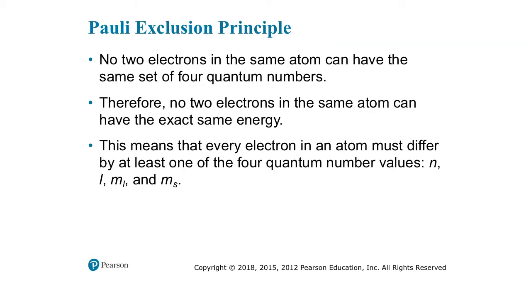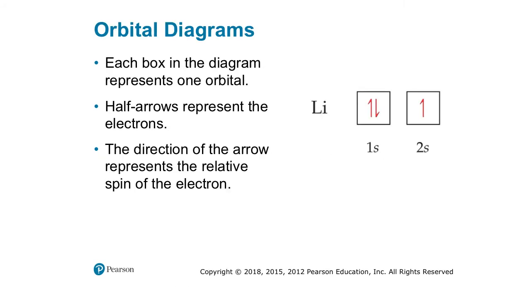So Pauli exclusion principle, no 2 electrons in the same atom can have the same set of 4 quantum numbers, because if they did, they'd be using the exact same space as each other. So no 2 electrons in an atom can have the exact same energy. This means that every electron in an atom must differ by at least one of the 4 quantum numbers.